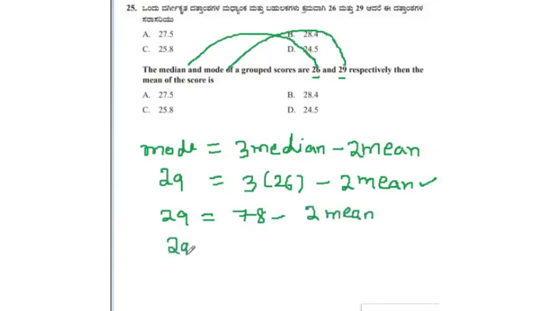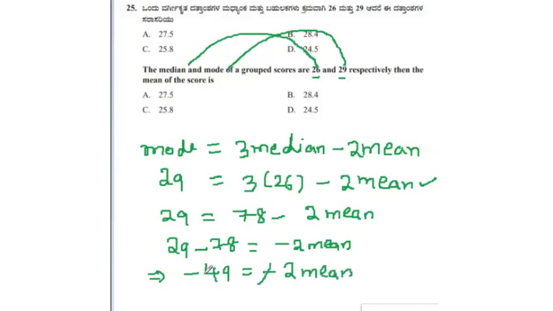So 29 minus 78 is equal to minus 2 mean, and 29 minus 78 is minus 49, right? So minus 49 is equal to minus 2 mean. The negatives cancel on either side of the equal to symbol. So mean is equal to 49 by 2. What is the value of 49 by 2, students? Which is nothing but 24.5. The correct option for this question is D, 24.5.